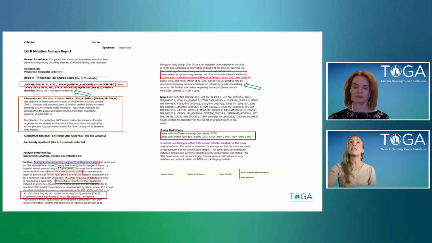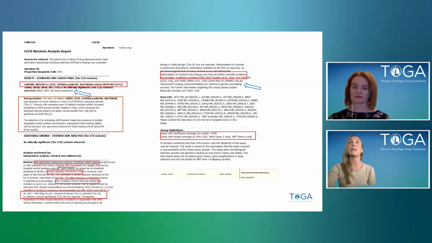The C dot is where, at which nucleotide your variant is located. And here you can see it's located at nucleotide 2235. So it starts at the start of the gene, nucleotide 1, and goes all the way to the end, whatever nucleotide it is.